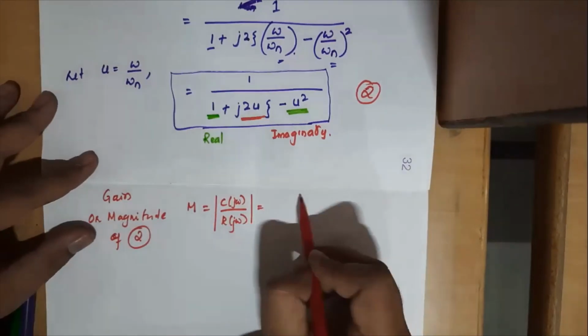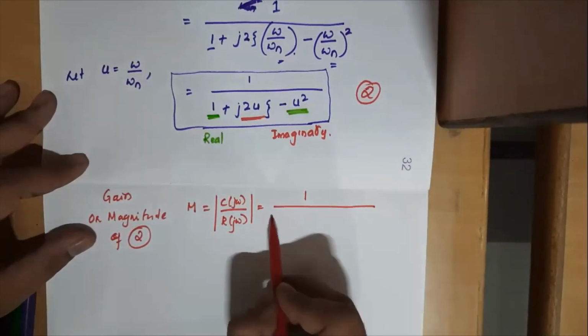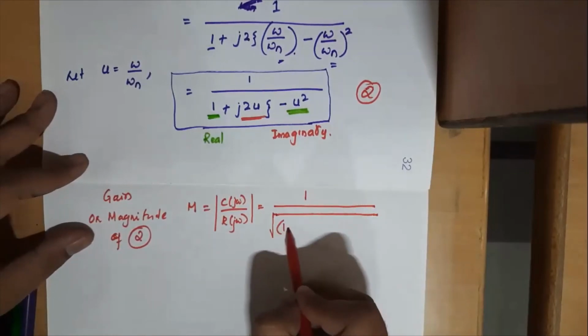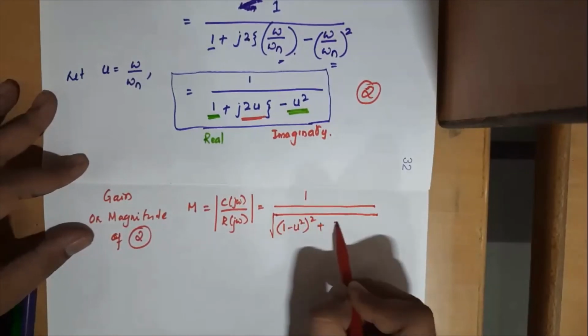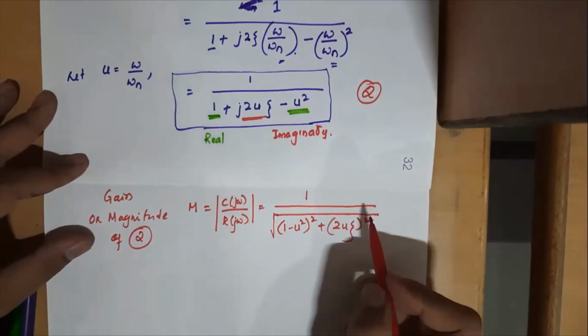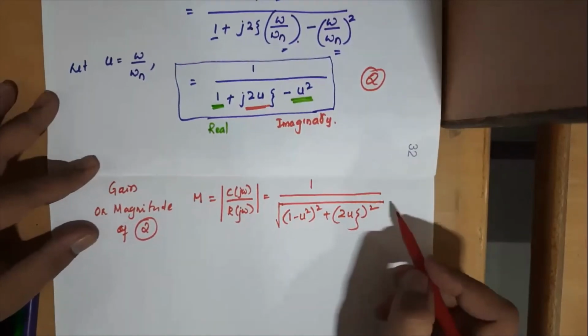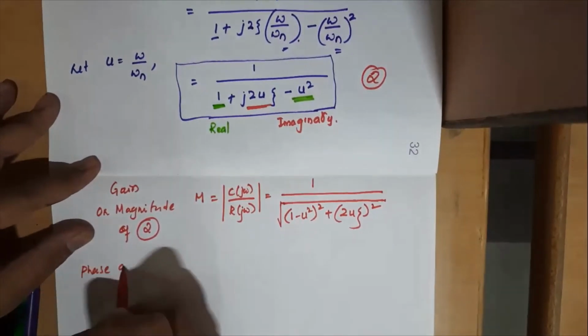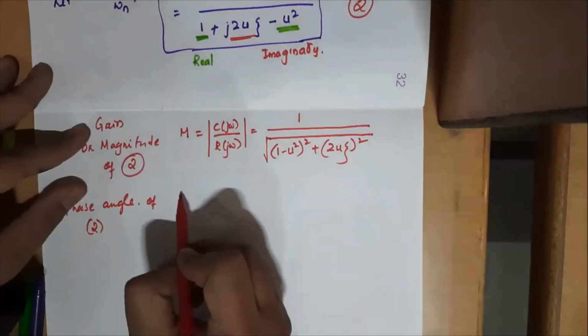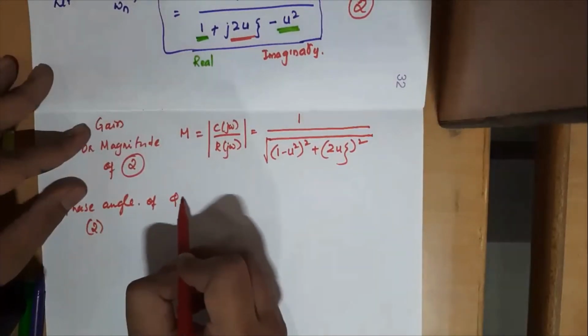So now we can separate out the magnitude. In the denominator, take real terms and imaginary terms separately. So 2 zeta u whole square, 1 minus u square whole square. This is the magnitude. Now the phase angle. Phase angle is a very important one.